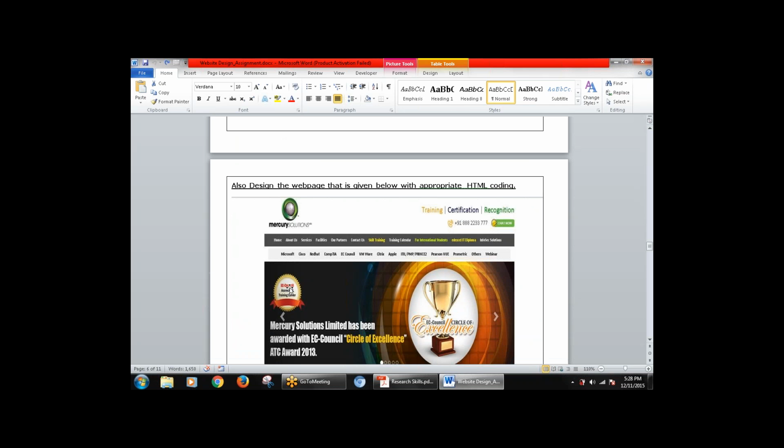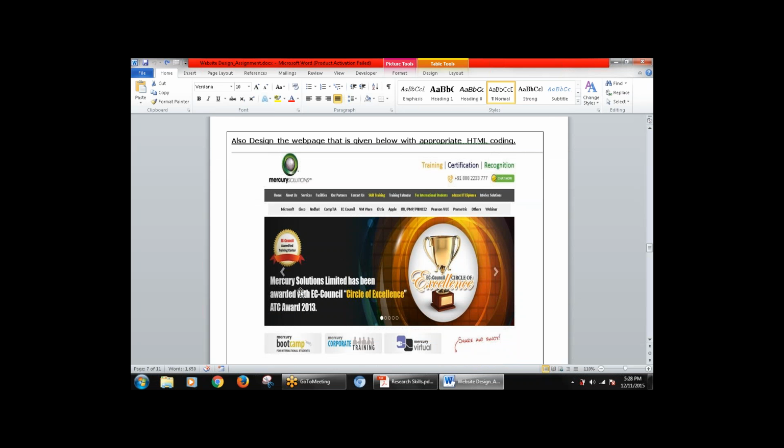Then after this is one of the important activities that is carried out. After doing all the 4 assignments, you are also supposed to design the website that is given below with the appropriate HTML code. This is nothing but the Mercury Solutions website. You have to design this website by applying the various HTML codes. For this one you have to apply the image, you have to set the logo, this you have to set by the p tag. These are the various links that are used for this one. And there is no navigation in this one, but you have to give the static web page that looks like this one.